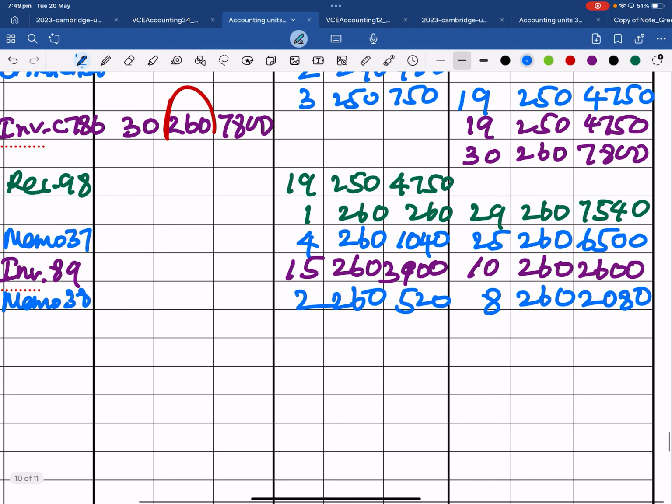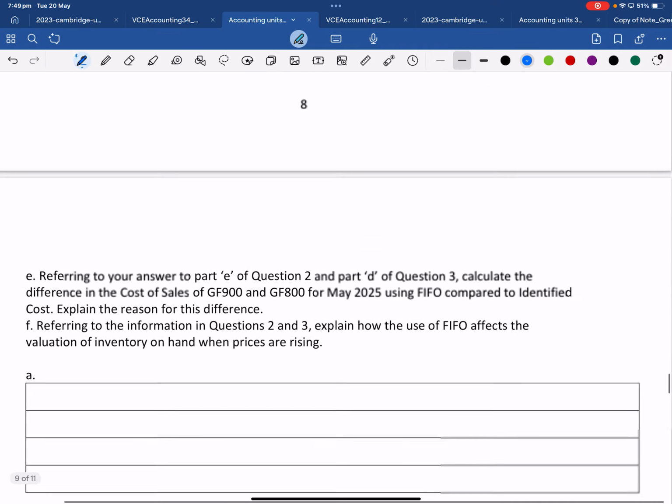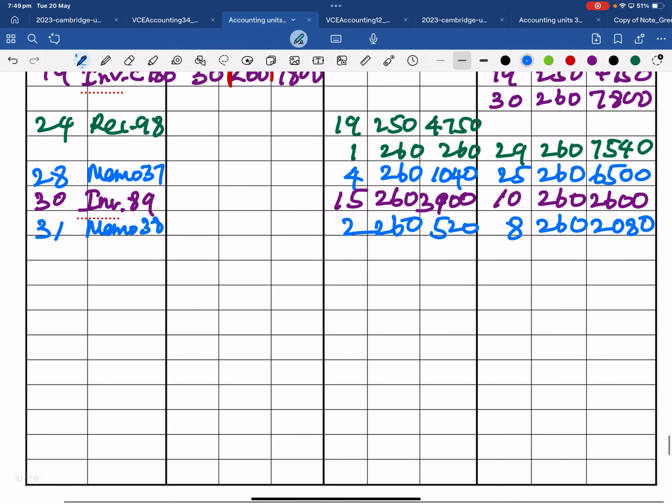Now, for example, inventory loss. Firstly, how much is it? 520. What is in the other one? 500. And have a look at the closing inventory. What's the total value? 1,980. What is that here? 2,080. $100 more. Now, if you compare the cost of sales, it will be the same story.